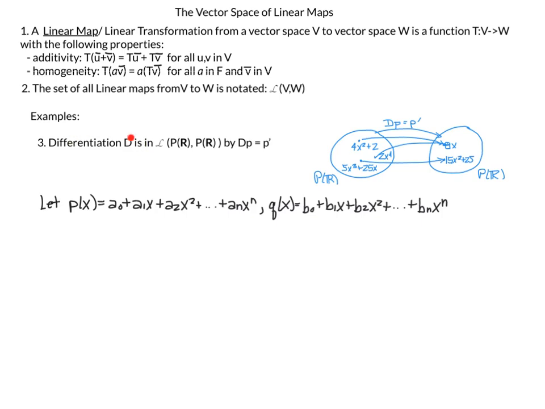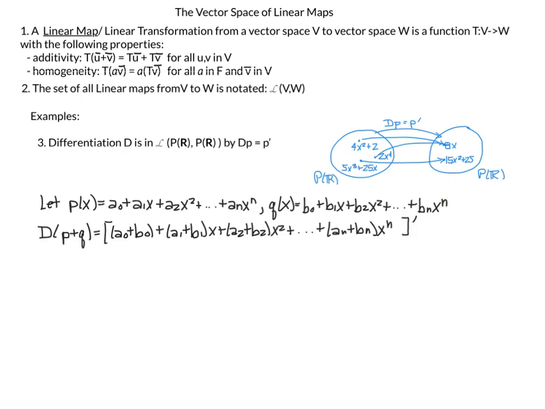To show that differentiation over this polynomial space is linear, we need to show additivity and homogeneity. So I'm going to start with two polynomials, p and q. p of x is going to be a naught plus a1x plus a2x squared all the way up to anxn. And q of x is going to be b naught plus b1x plus b2x squared all the way up to bnx to the n. We start with additivity, so we're going to look at d of p plus q.